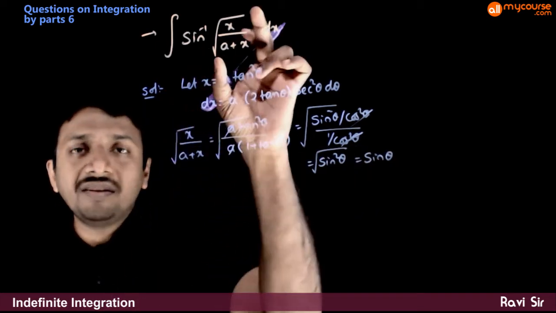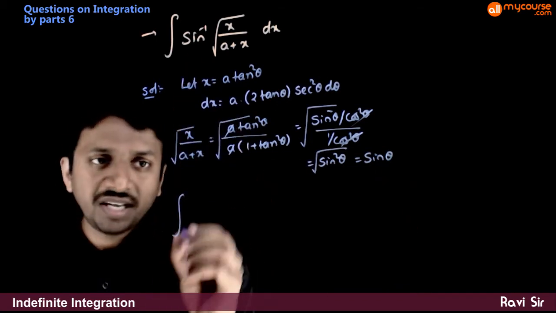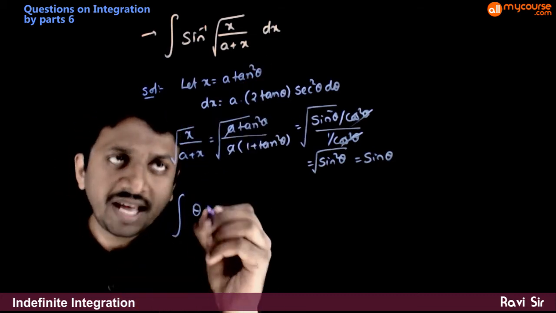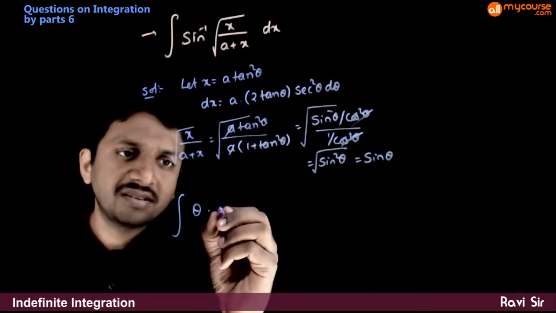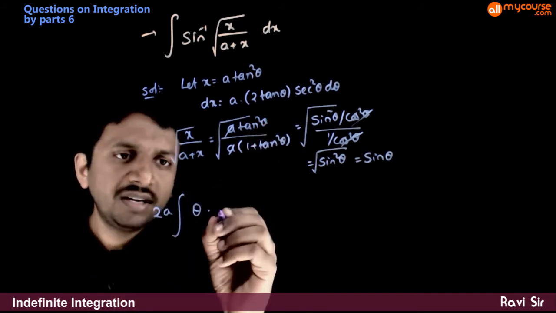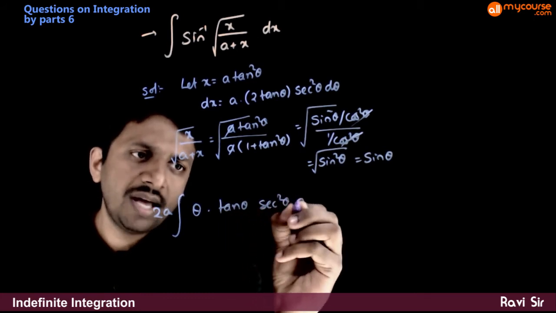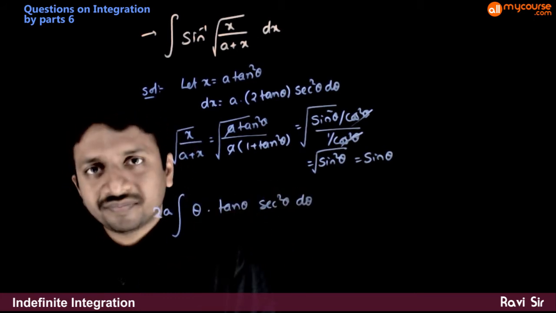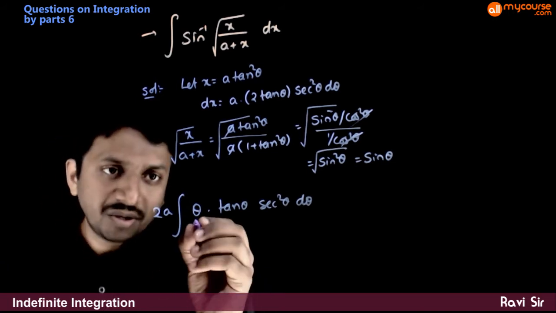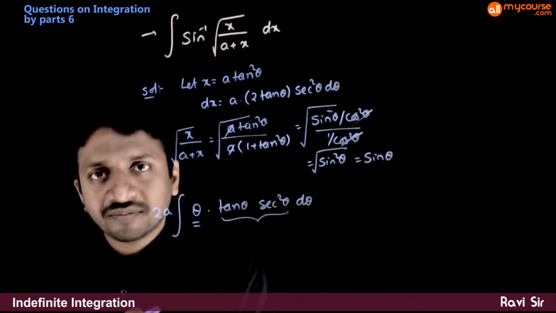So what is sine inverse of this? Sine inverse of sine theta. So the integration of the whole expression becomes theta times dx, which is this. 2a is a constant which goes out. Tan theta times secant square theta d theta. So now how do we integrate this? So you have theta, and tan theta into secant square theta.